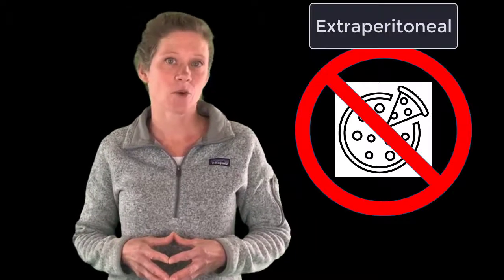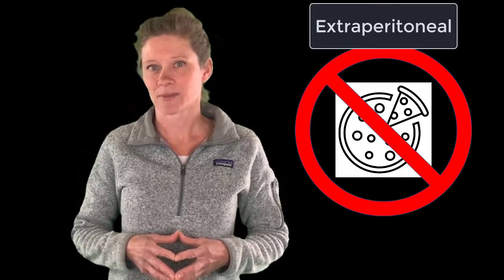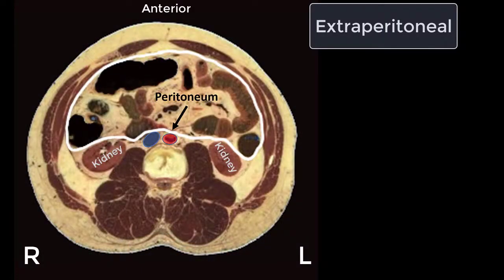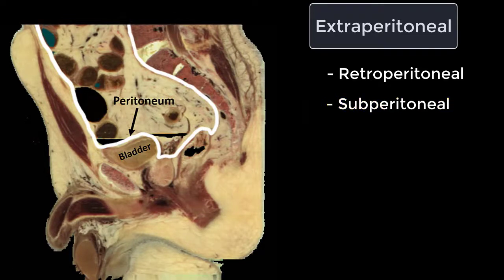To understand this, rather than memorize this, it's useful to think about the function of the organ. If the organ does not assist with digestion, the organ is likely to be extraperitoneal. This includes organs of the urinary system, including the kidneys, ureter, and bladder. The kidneys and ureters can be further defined as being retroperitoneal because of their location behind the peritoneum, whereas the bladder can be defined as being subperitoneal due to its positioning below the peritoneum.